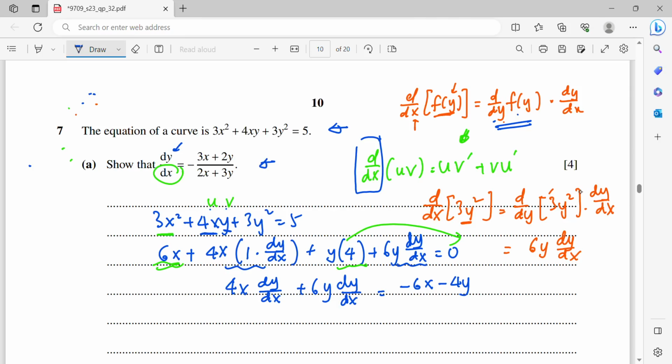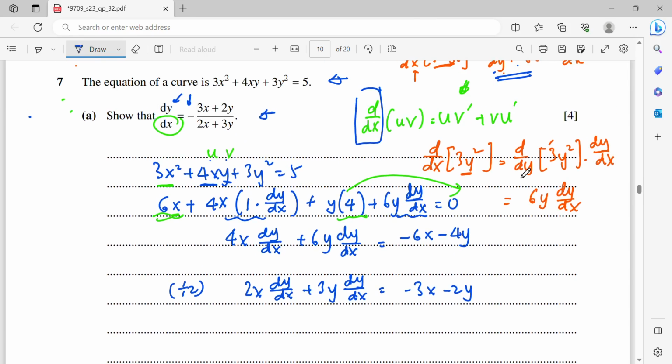Okay, then now when you look at the answer, we should have a minus in the middle. So from here, you should understand that the left hand side of the whole equation you can divide by 2 first. Okay, I divide by 2, then you get 2x dy dx plus 3y dy dx equals to, now here will be negative 3x, negative 2y, once you have divided by 2. And to get the given form, I need to factorize the negative. So for the right hand side, I will take out the minus, then I will get 3x plus 2y.